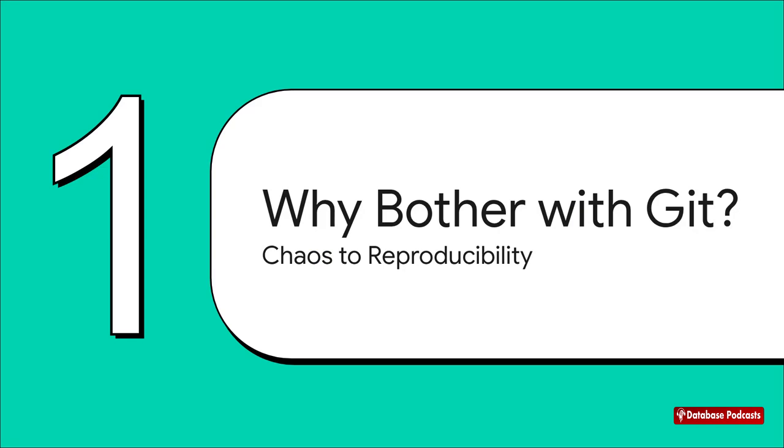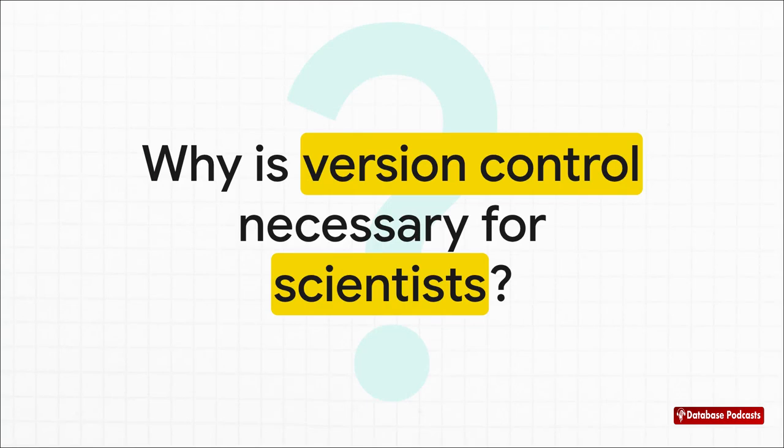So let's tackle that first big question, the one every busy researcher is going to ask. I mean, you've already got a million things to learn, right? So why add one more tool to your plate? What problem is Git actually solving for you in the lab that you can't solve with a folder full of files named Final, Final V2, and Final, I really mean it this time?